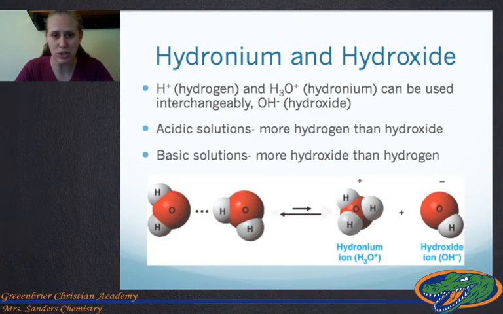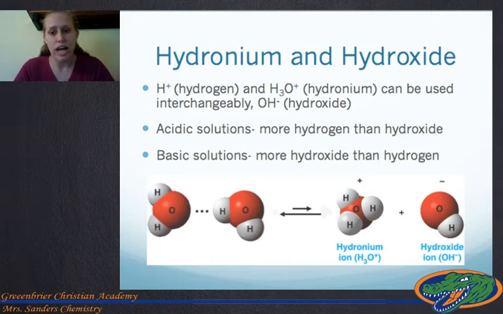Now we get to a few terms specifically used to identify and talk about our acids and our bases. The first two are actually interchangeable with each other, and when you refer to one, you could use it for either. That would be our hydrogen or our hydronium. Hydrogen is H+, and hydronium is H3O+. Notice that they're both positive charges.